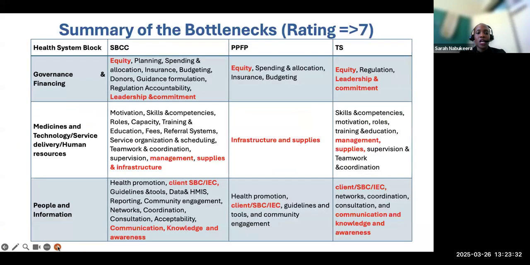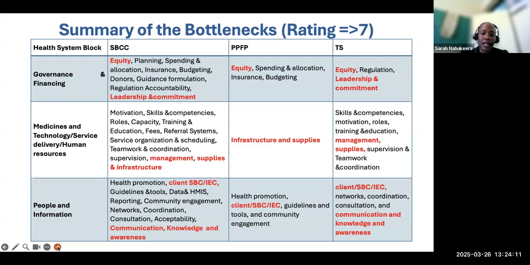Next slide. So a summary of the previous 3 slides. A bottleneck was rated important if it had a rating of above 7 on a scale of 10. So for governance and financing across, this is a summary. We see that for all EBPs, the ones in red are the ones that cut across the EBPs, more than 1 EBP. So we see that equity was a bottleneck across all the 3 EBPs. We see leadership and commitment was a most important bottleneck in SBCC.